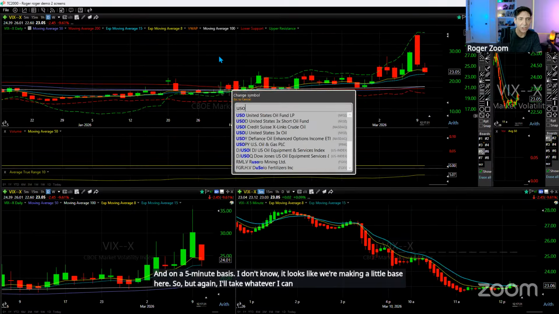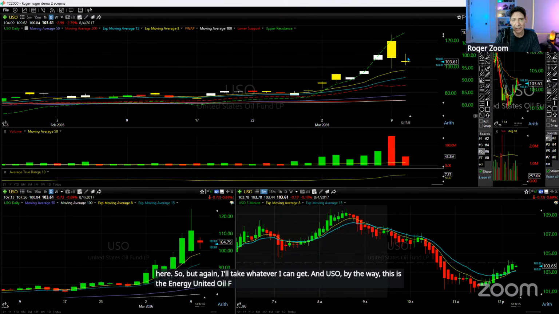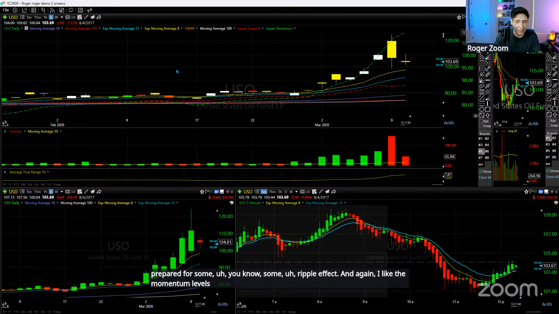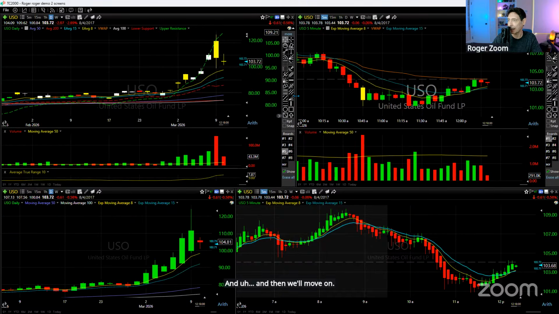And USO, by the way, this is the United States Oil Fund. That's coming off as well. It really does look like we peaked out yesterday. But be prepared for some ripple effect. And again, I like the momentum levels. Now, let me give you guys some stocks on my short list and my long list, and then we'll move on to my lesson of the day.